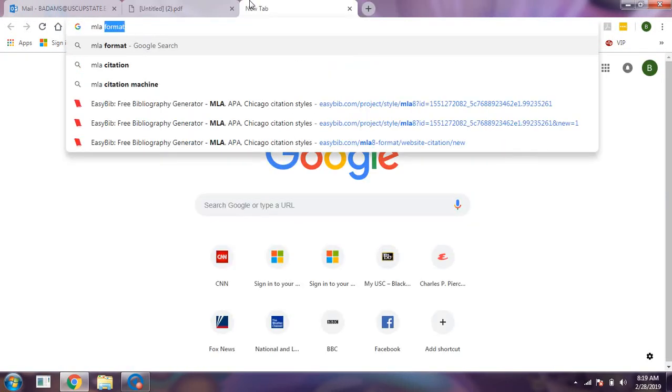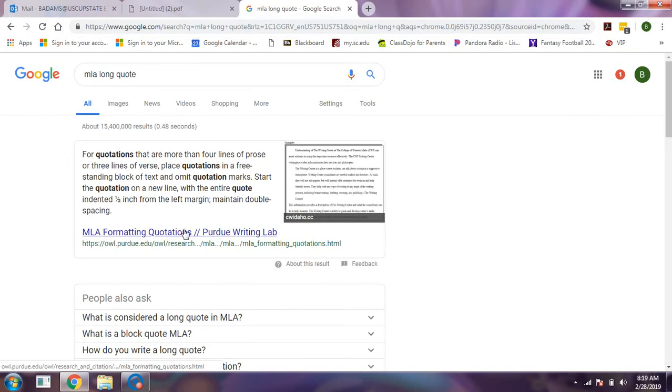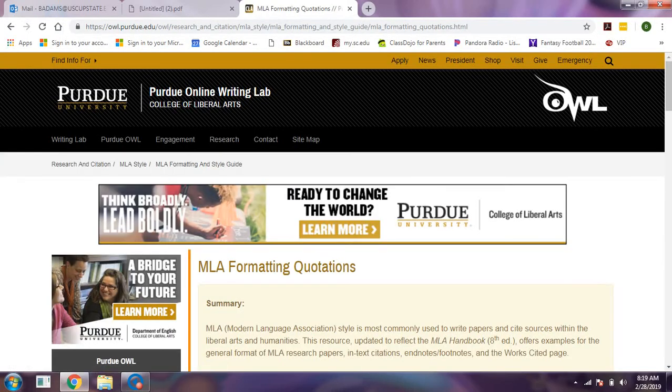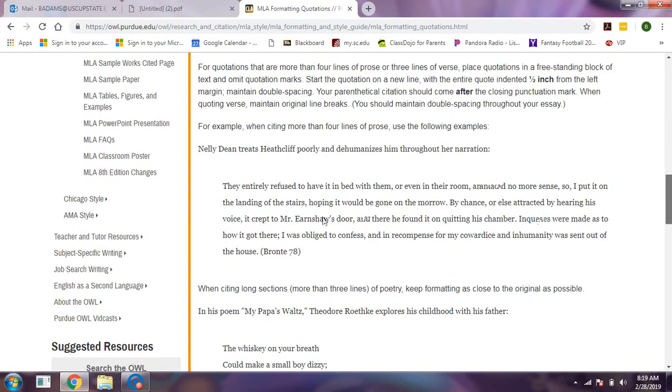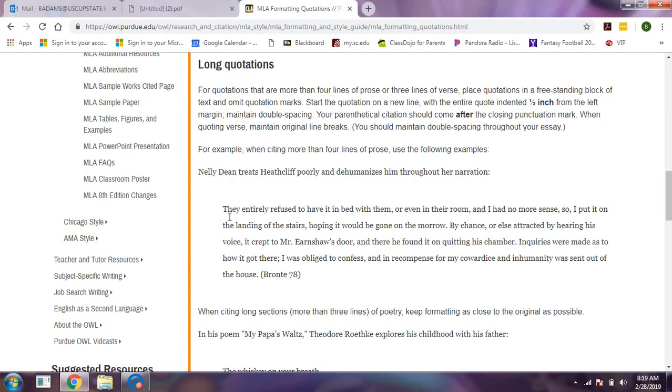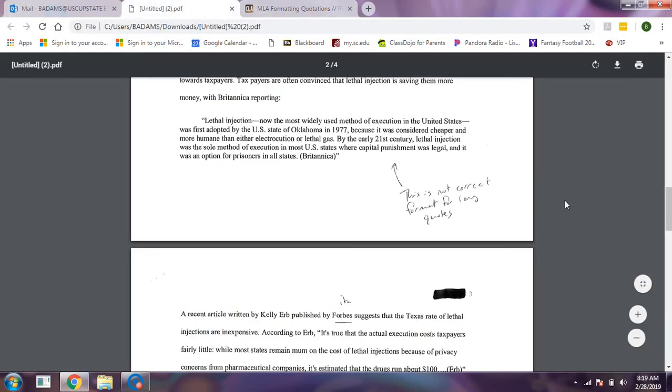Let's just look up MLA long quote, and we can go to Purdue OWL, and here are some instructions about how to do long quotations. It shows us that we don't need quotation marks. It shows us that we indent the entire thing, but we keep the spacing double-spaced. It shows us how to do the parenthetical citation at the end. So lots of problems in this.